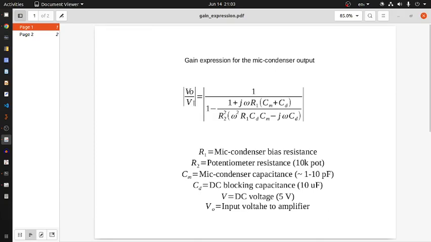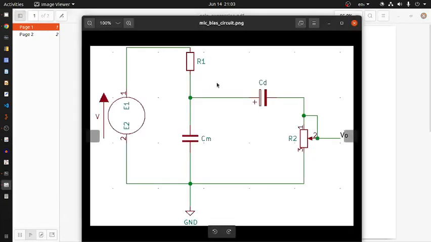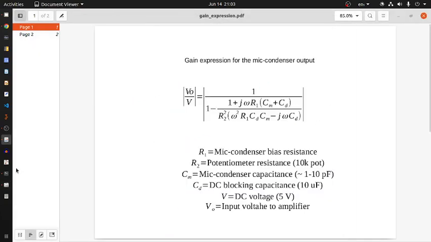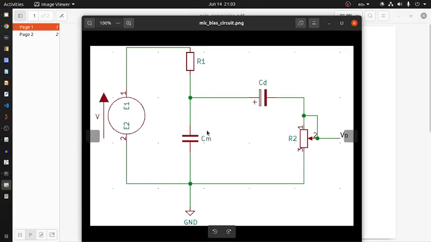Now if we compute the ratio of these two voltages and take the absolute value, it takes the form of this right hand side, 1 upon 1 minus 1 plus j omega R1 Cm Cd. This is a complex kind of expression. It can be derived easily; I'm skipping the derivation in this video. R1 and R2 are shown in this schematic. R1 is a biasing resistance and R2 is the resistance across which we are taking the output. Cm is the mic condenser capacitance and Cd is the DC blocking electrolytic capacitance.